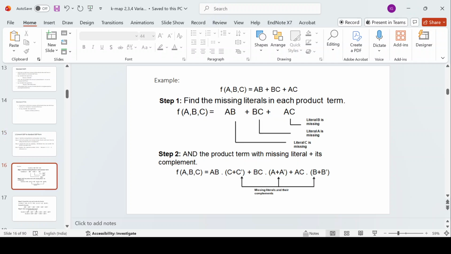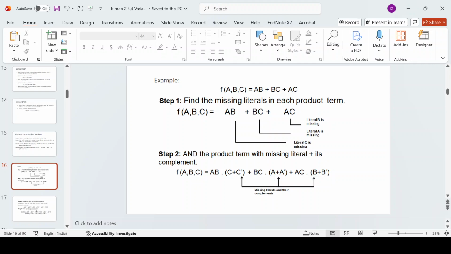For example, the given function is AB plus BC plus AC. So in that, in each term, we have missed one literal. First term we have missed C, second term we have missed A, third term we have missed B. So we have to AND the term with the literal plus its complement. I have shown how we have to AND those particular terms.